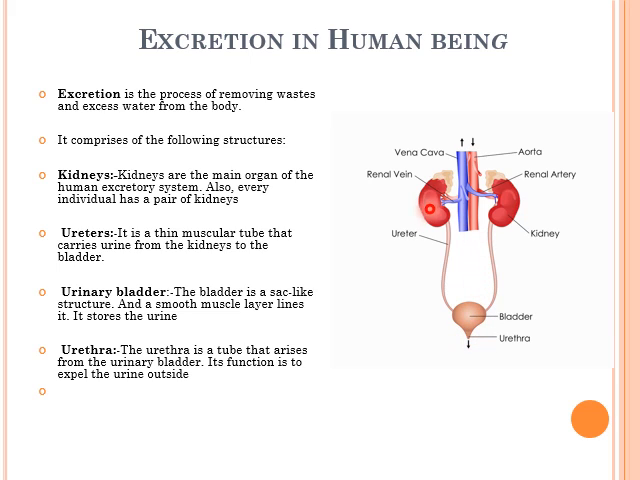Kidneys are the main organ of the excretory system. Now, when you talk about the ureter, it is a thin muscular tube which carries urine from the kidney, after filtration of the blood, to the urinary bladder. This bladder is a sac-like structure, children, and a smooth muscle layer lines it, and it stores urine in it. Urethra is a tube that arises from the urinary bladder. Its function is to expel the urine outside the body.